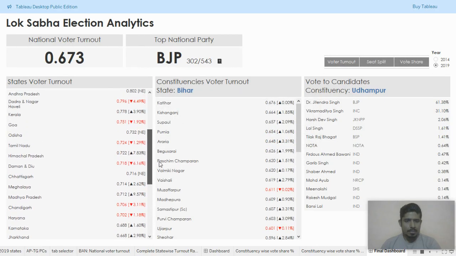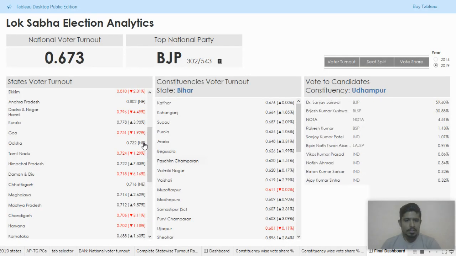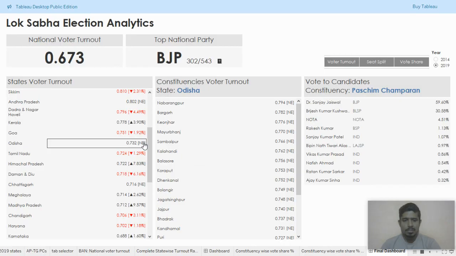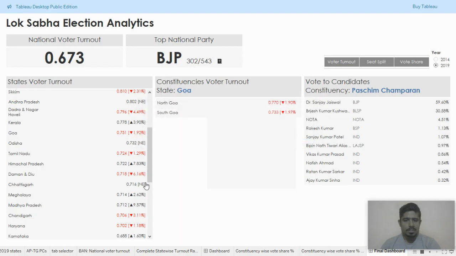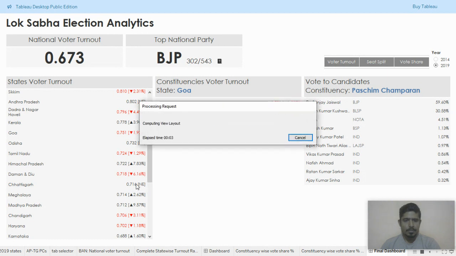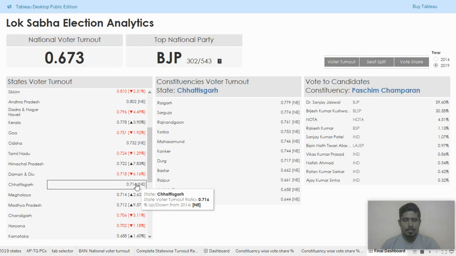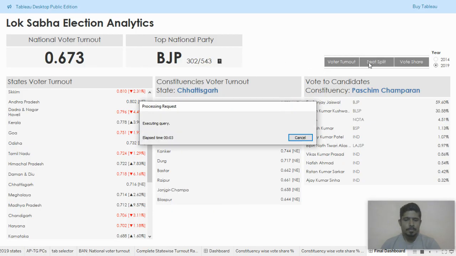For some states, we are seeing NE because these states were non-existent in 2014, so there is no value to compare with. So Odisha, Andhra Pradesh, and Chhattisgarh were non-existent. That is why it is showing non-existent here. Now moving on to the second tab, that is seat split.